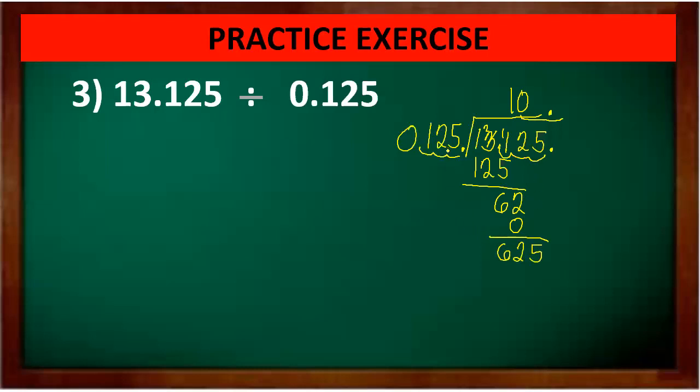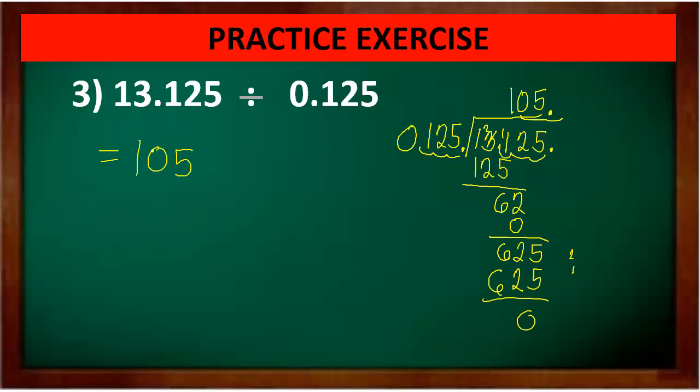625 divided by 125, that is actually equals to 5. 5 times 5 is 25. Carry 2. 5 times 2 is 10. Plus 2 is 12. Carry 1. 5 times 1 is 5. Plus 1 is 6. Okay, so there's no remainder. Therefore, 13.125 divided by 0.125 is equals to 105.